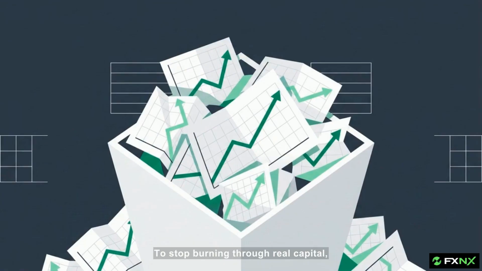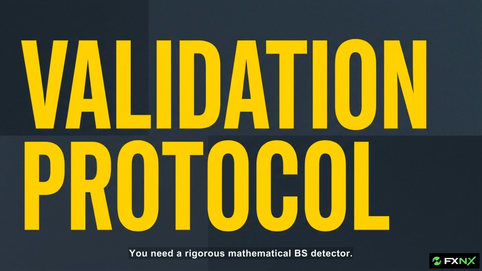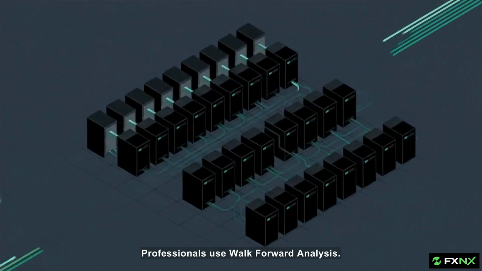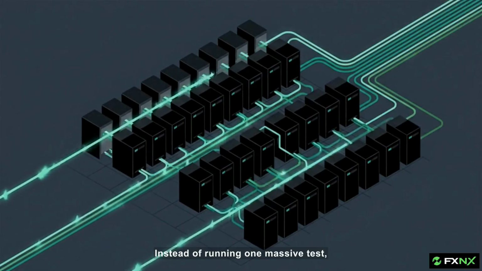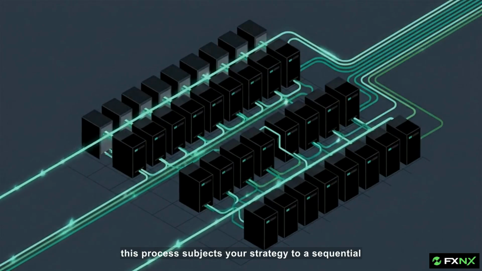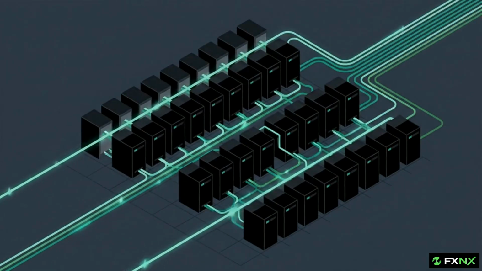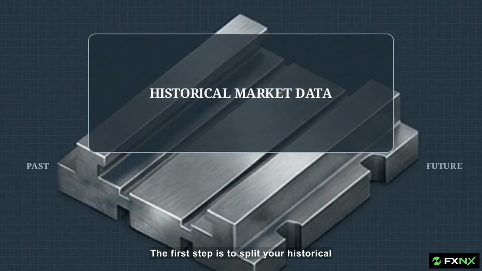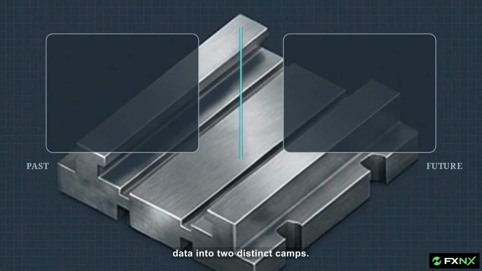To stop burning through real capital, you need a way to filter out those historical illusions. You need a rigorous mathematical BS detector. Professionals use walk-forward analysis. Instead of running one massive test, this process subjects your strategy to a sequential gauntlet of simulated futures. The first step is to split your historical data into two distinct camps.